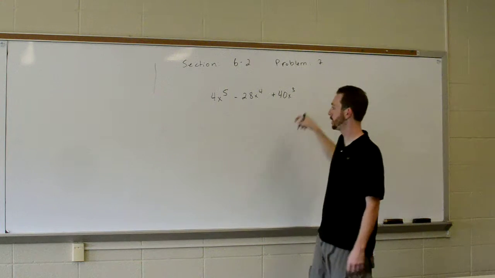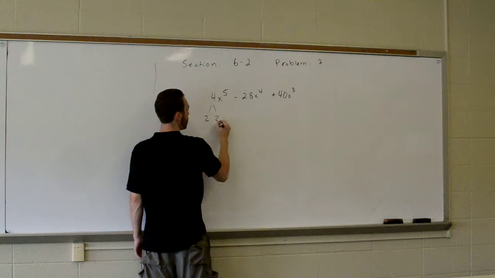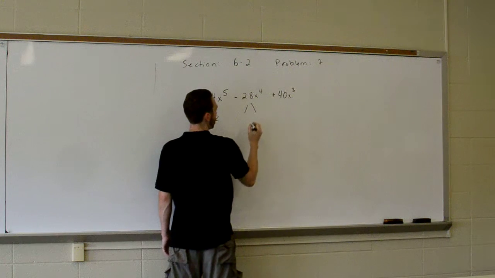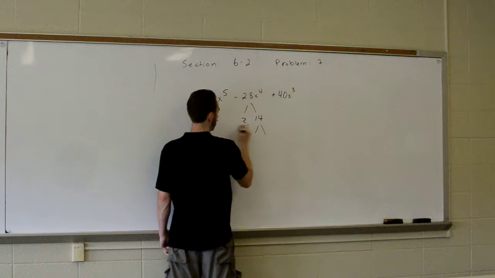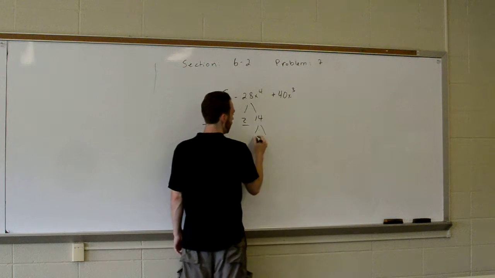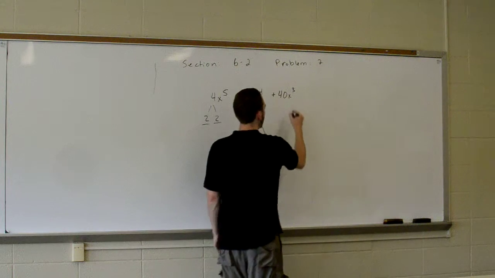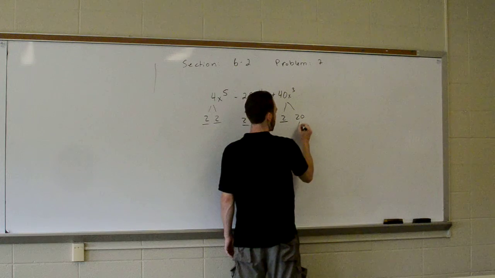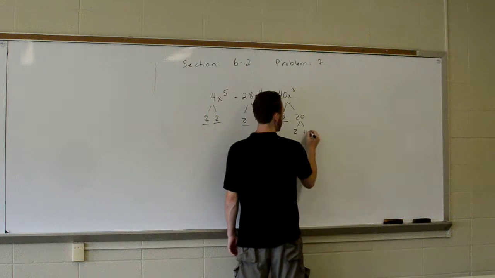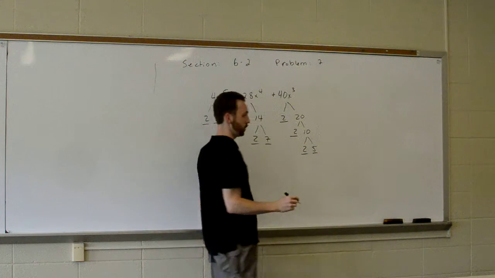So we go through and find the greatest common factor. So 4 can be split into 2 and 2. 28 can be split into 2 and 14. Sorry, all these 2's are prime, obviously. 14 can be split into 2 and 7, both of which are prime. 40 can be split into 2 and 20. 2 is prime, 20 is not. 20 can be split into 2 and 10. 2 is prime, 10 is not. 10 can be split into 2 and 5, both of which are prime.